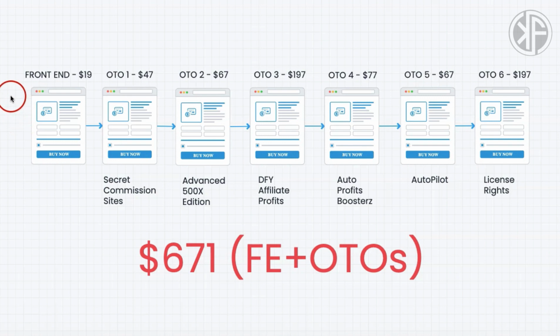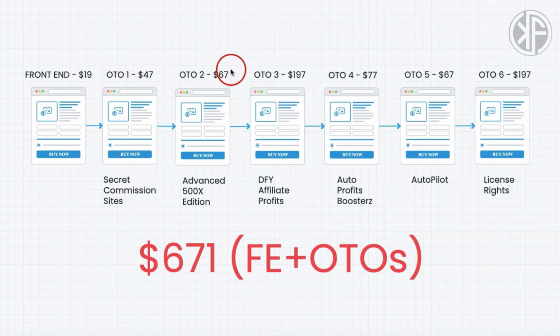The front end product, AffiliWeapon, is going to cost $19. There are 6 OTOs. I repeat, 6 of them. Okay, so this is going to be a very long funnel to get through. All right. Now, OTO number 1 is $47, and this is secret commission sites.